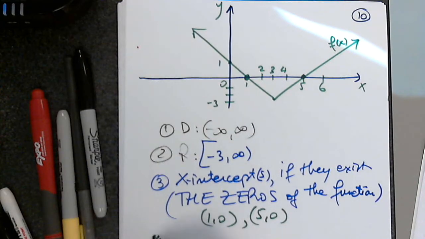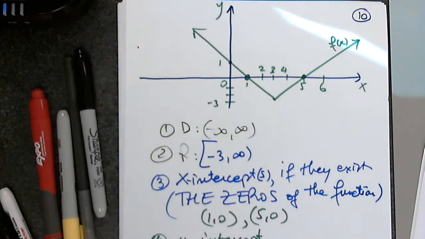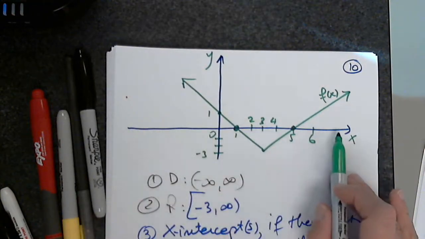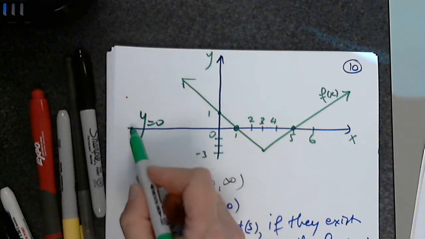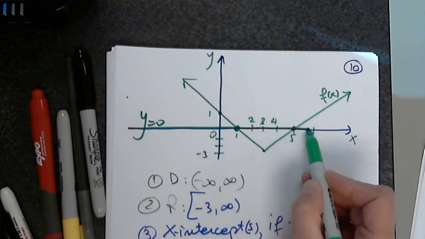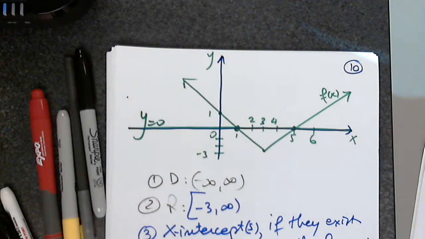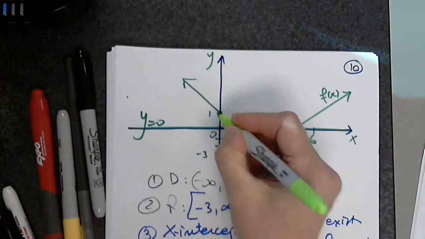Number 4, Y-intercept. So remember the equation of this line is altitude, y equals 0. The equation of the x-axis is y equals 0. Okay, so then the Y-intercept. Yes, here it is, 0 comma 1.